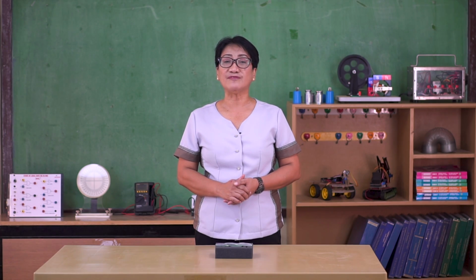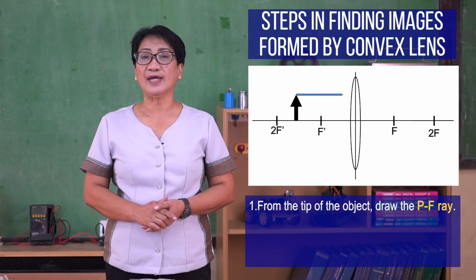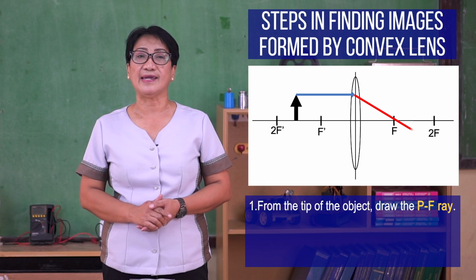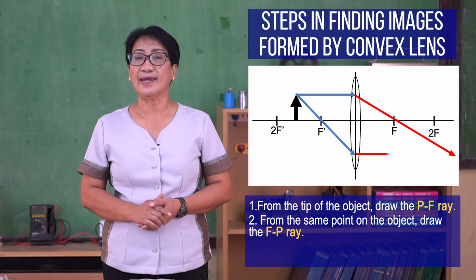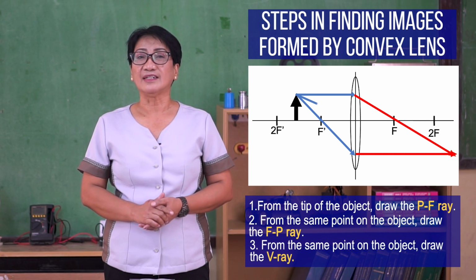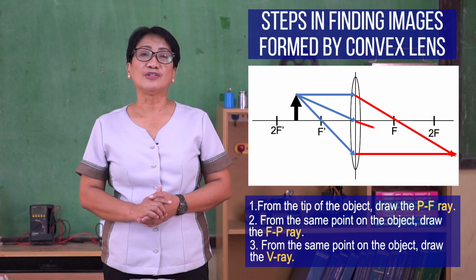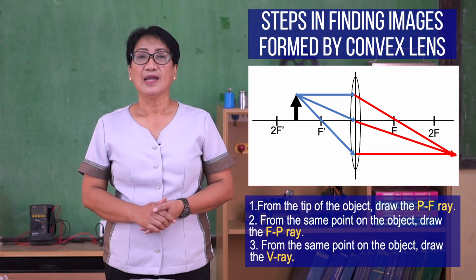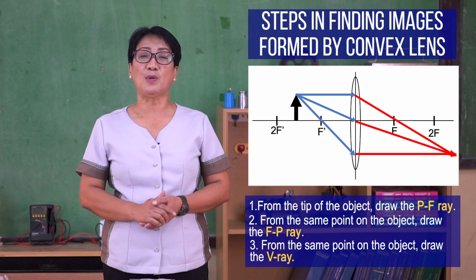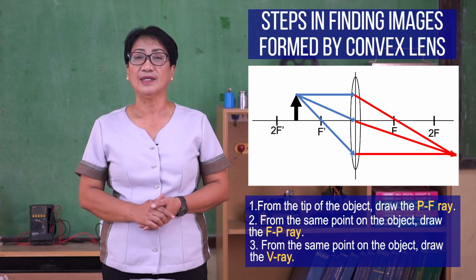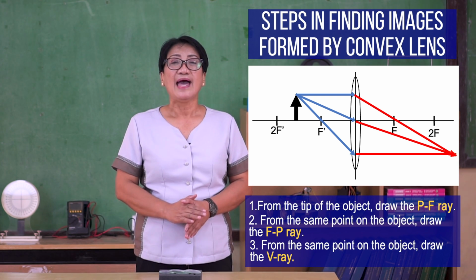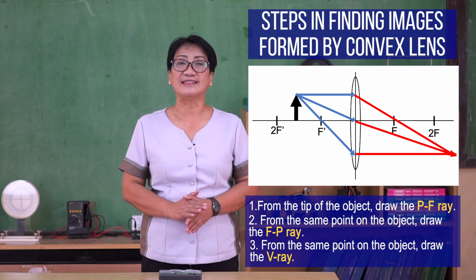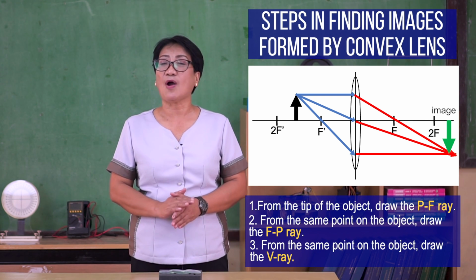To find out the images formed in lenses, follow these steps. From the tip of the object, draw the PF ray. From the same point on the object, draw the FP ray. And lastly, still from the same point on the object, draw the V-ray. The intersection of the rays is the image point corresponding to the object point. For instance, if you started diagramming from the tip of an arrow-shaped object, the intersection of the refracted rays is the tip of the image of an arrow-shaped object.